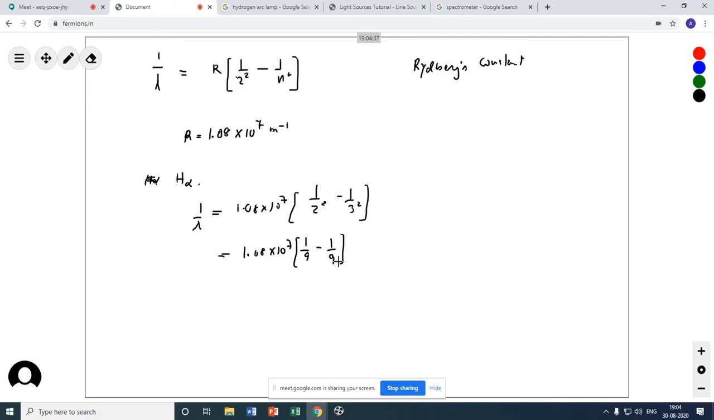So for alpha, why did we take 3? Because the line will come to that. We'll come to that. It will get clear in the next part of this chapter. Are you finding it interesting or not?